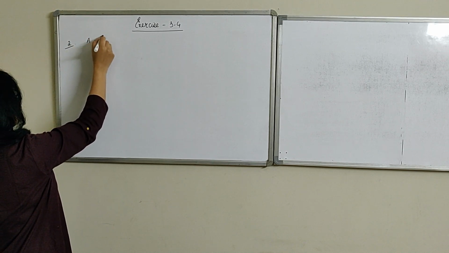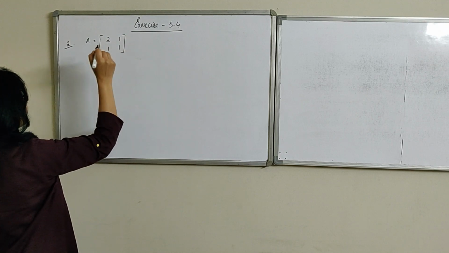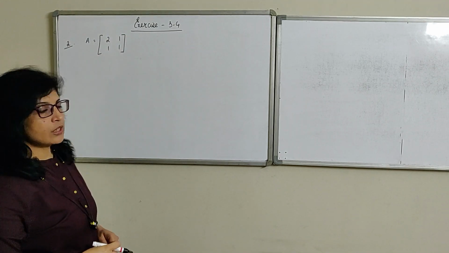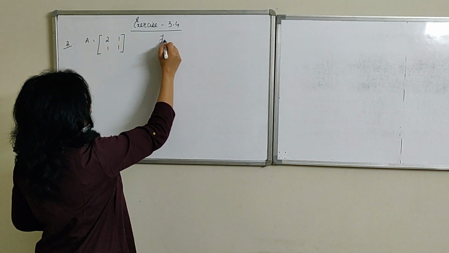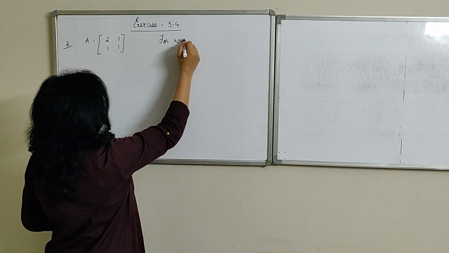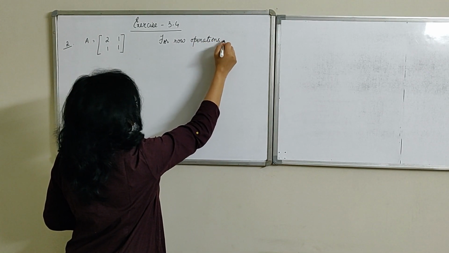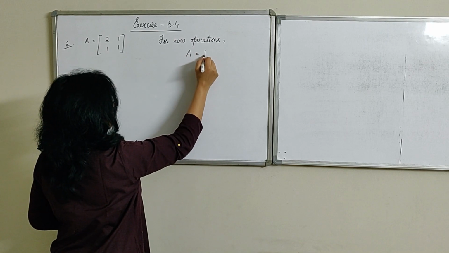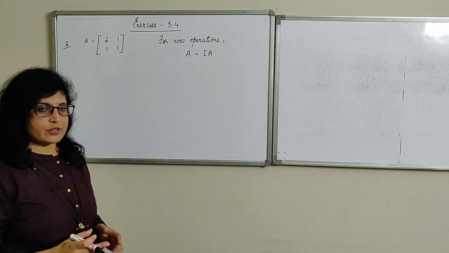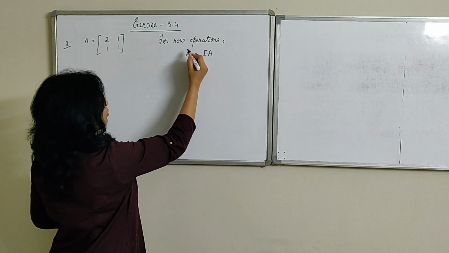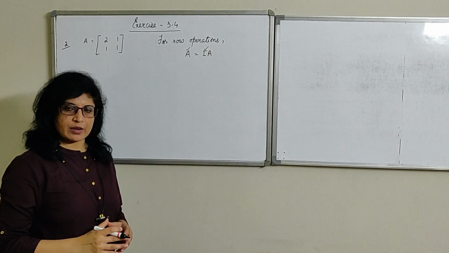Second question, a matrix is given, a square matrix. Now to find the inverse of this matrix, we want to use row operations. So here we have to understand that to use row operations, our matrix equation should be of this kind. So if the matrix equation is of this kind, we are going to perform row operations on matrix A and on the identity matrix.